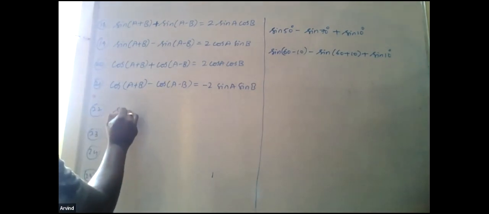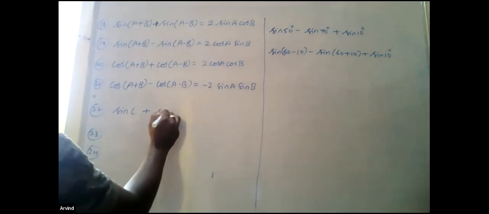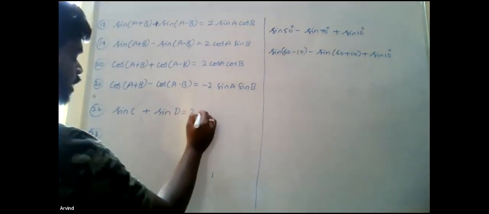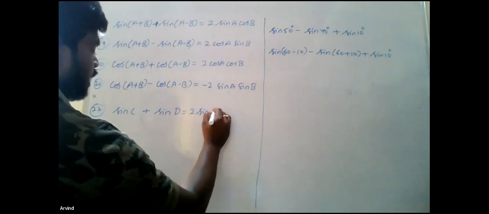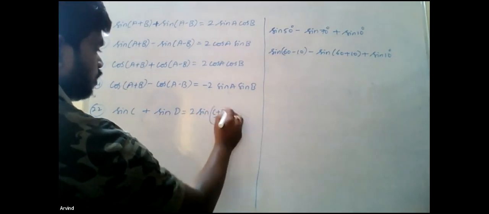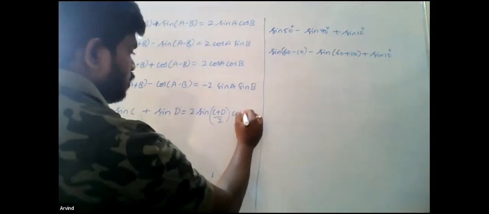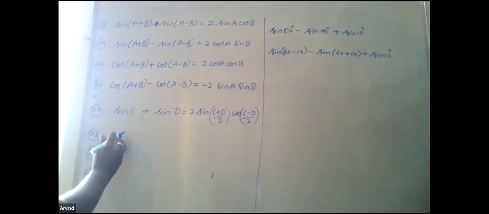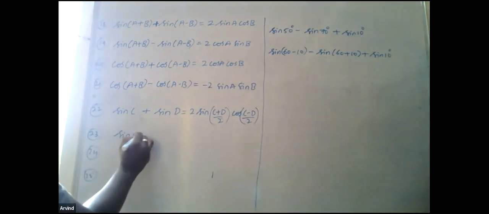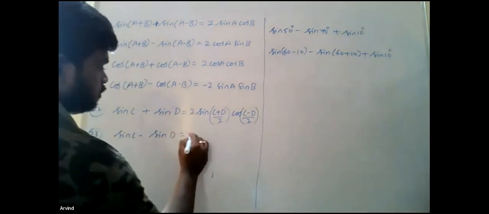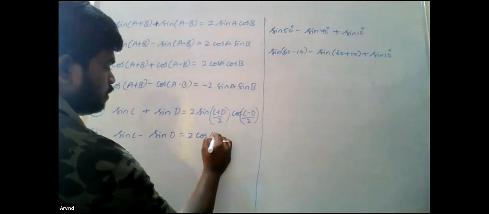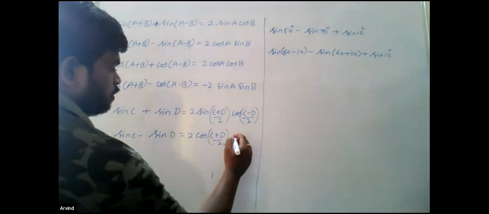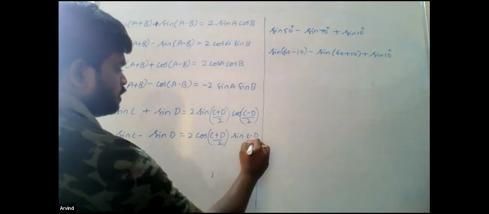Suppose the individual angles, sine C plus sine D. Only one angle is there. You can write it as 2 sine of C plus D by 2, cos of C minus D by 2. We'll be using these formulas also for certain problems. Then it is sine C minus sine D. So when there is a minus, it is reversed: 2 cos of C plus D by 2, sine of C minus D by 2.